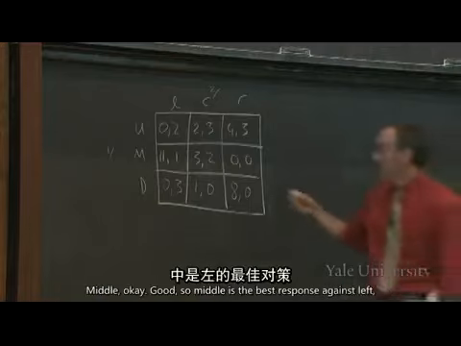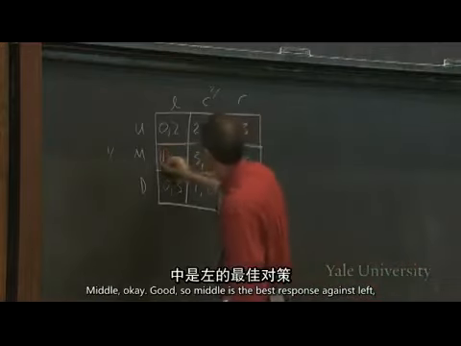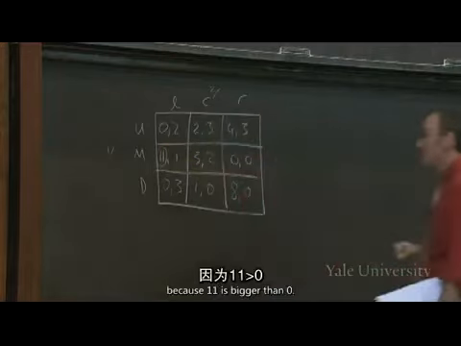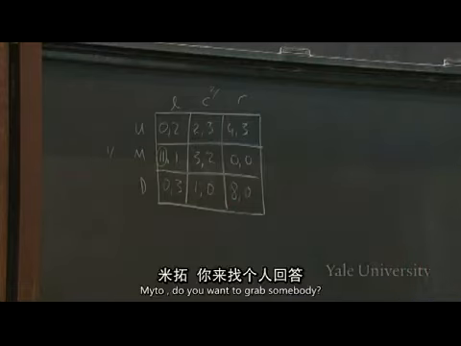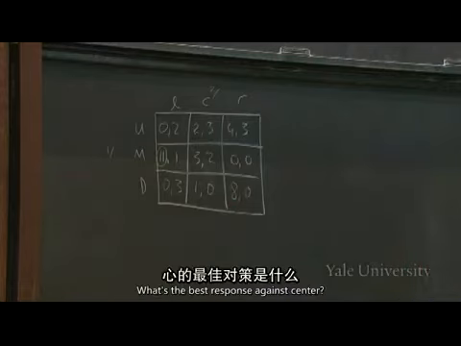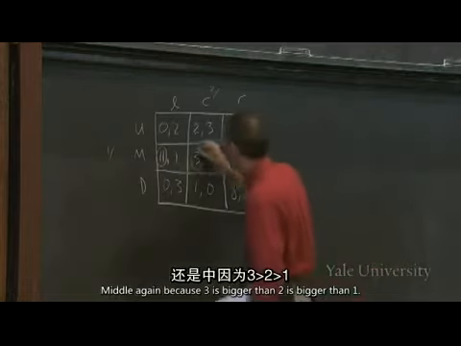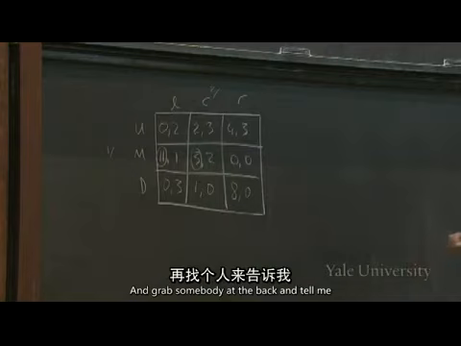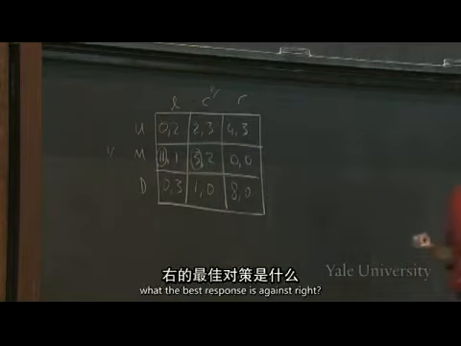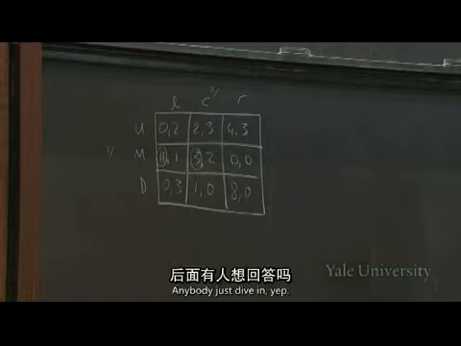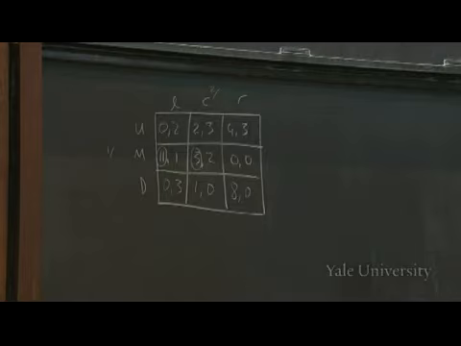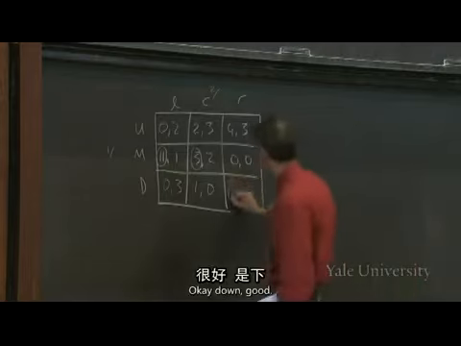Middle. Middle, okay, good, good. So middle is the best response against left because 11 is bigger than 0. All right, Merton, you want to grab somebody, what's the best response against center? Middle again, because 3 is bigger than 2 is bigger than 1. And grab somebody at the back and tell me what the best response is against right. Anybody? Just dive in. Down. Okay, down. Good.